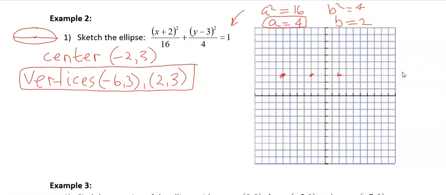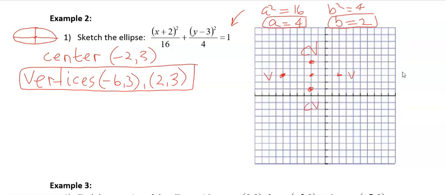Now, co-vertices would be up and down in this case. B units from the center. Well, by golly, look at that. There's my B. So from my center again, I'll go 2 up, and I'll get a point approximately there. There's one co-vertex. I'll put a V there and a V there. And I'll put a CV there for my co-vertex. And I go 2 units down, right to there. And there's my other co-vertex.